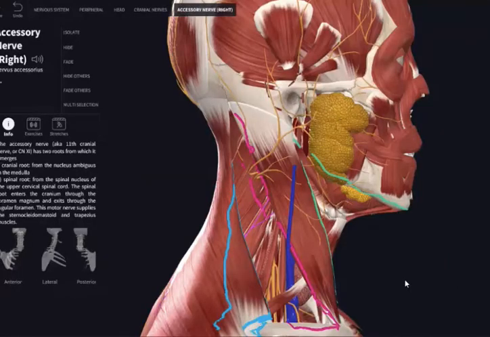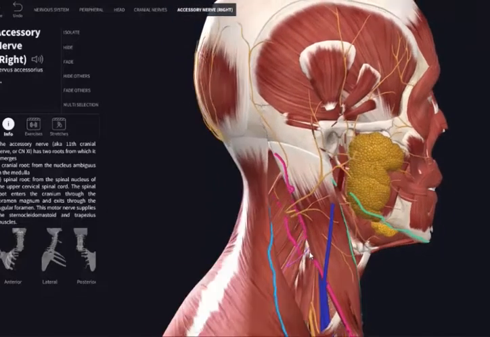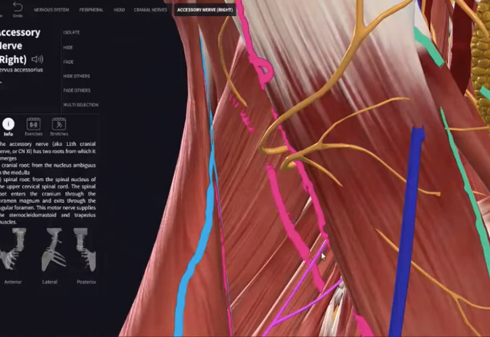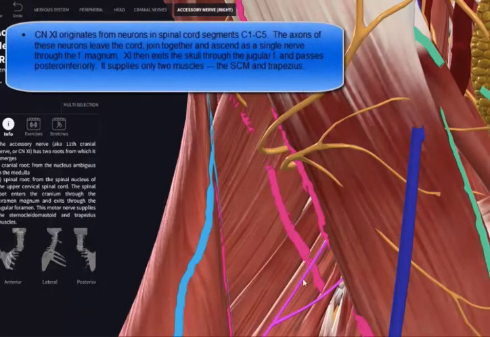So for completeness, why don't we have a look at some more of the nerves of the posterior triangle. I'm going to move this a little bit better into position, and we can see, highlighted down here, follow the mouse cursor, here is the spinal accessory nerve. And an important tidbit, if you do not know that yet, is, well, I always kind of call the spinal accessory nerve a cheater because it's not really a cranial nerve, right? Cranial nerve number 11 originates from neurons in the spinal cord segments C1 to C5. It doesn't come from the brain, it comes from the spinal cord, okay?